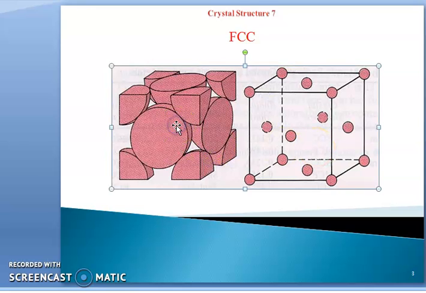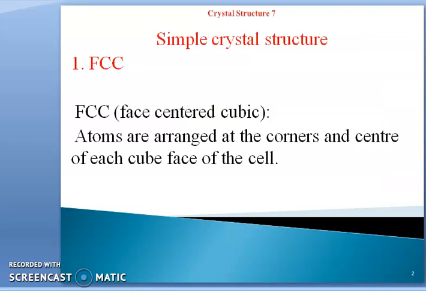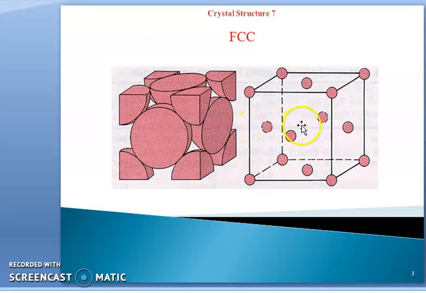So like this. Now in this way, atoms are arranged at the corners and center of each cube face of the cell. This is nothing but FCC, face centered. The name itself says that it is a face centered cubic structure. With the help of these two figures, you might have got an idea of FCC, face centered.